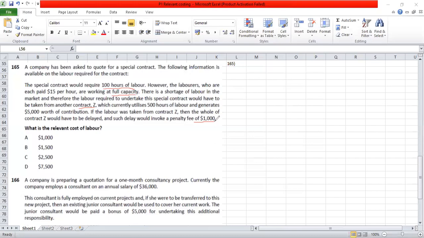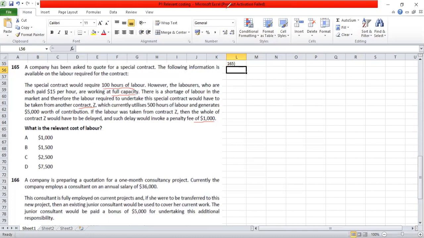But in this situation, it is not shutting down, not closing down, not completely diverting. The situation is only about delaying the project, and delaying the project will attract a penalty. That is what is mentioned. They have to bear that. If they have to pay the penalty, it's an additional cost, so rather they collect it from the special contract.